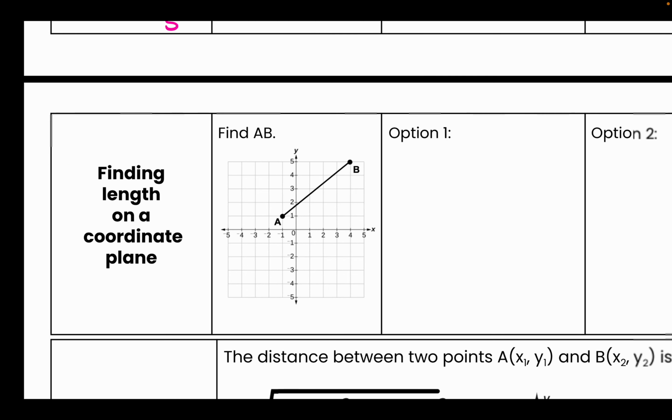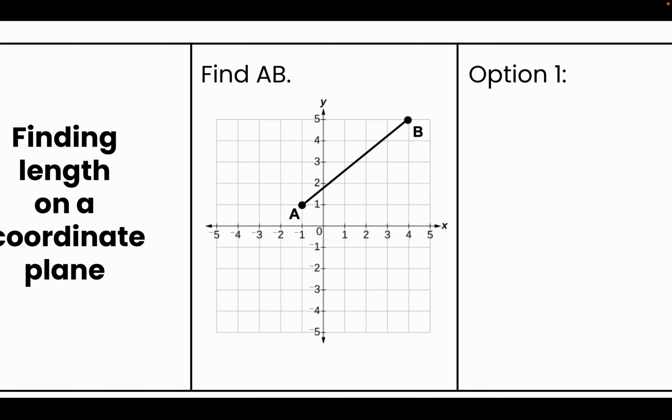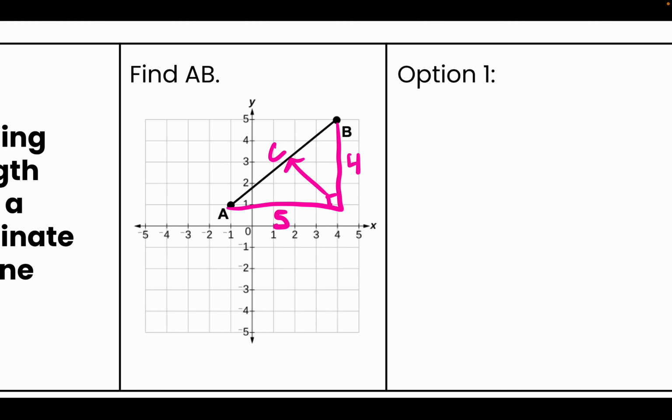Okay, flip the page. Finding length on a coordinate plane. Well, we want to find AB. So we have a couple different ways of finding AB. First I'm going to draw a triangle. So here's my triangle. We have 1, 2, 3, 4, 5 this way, and then we have a right angle, and also 4 distance this way. That means AB is our c, because that's across from our right angle.